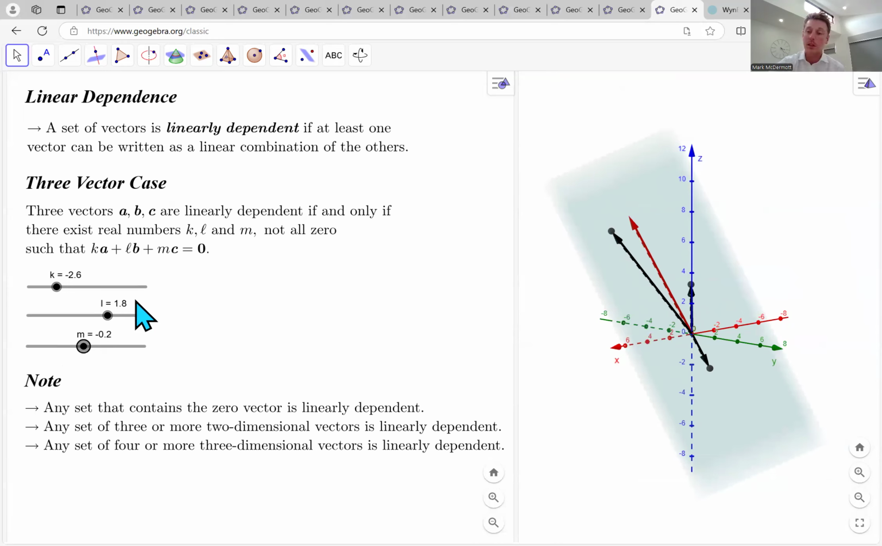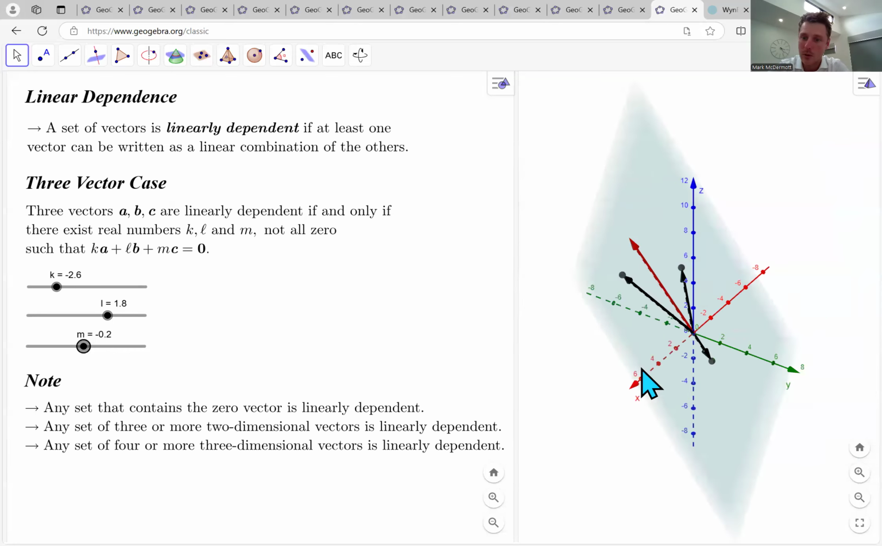We're stuck on this plane, just like in two dimensions, when two vectors are parallel, you're stuck on that line in space. In three dimensions, you're stuck in this plane in space.